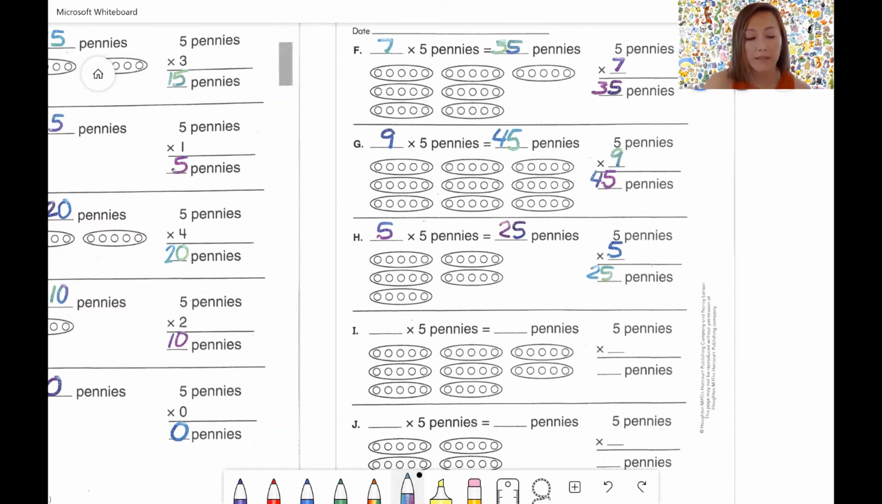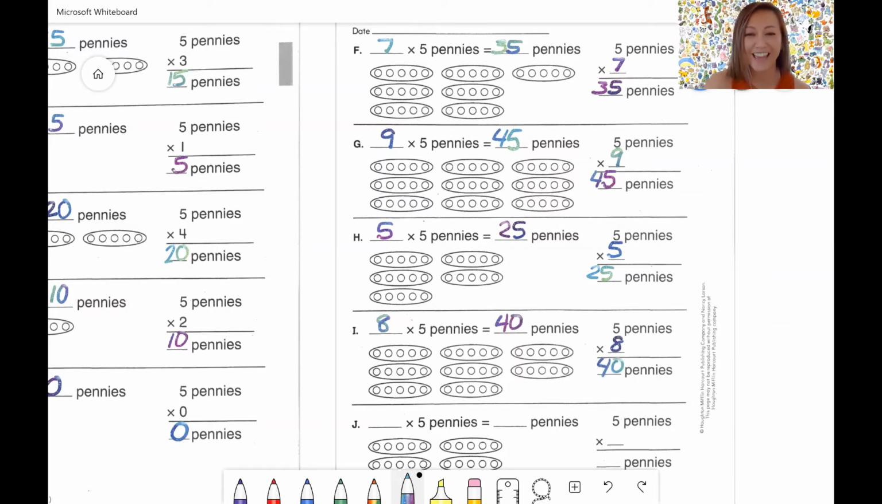Okay, I. Blank times 5 pennies equals blank pennies. Let's see how many groups there are. 1, 2, 3, 4, 5, 6, 7, 8. 8 groups of 5 pennies. 5, 10, 15, 20, 25, 30, 35, 40. 40 pennies. 5 times 8 equals 40.